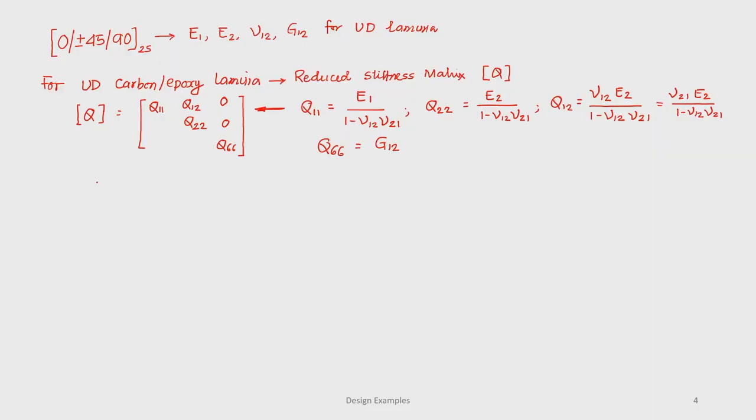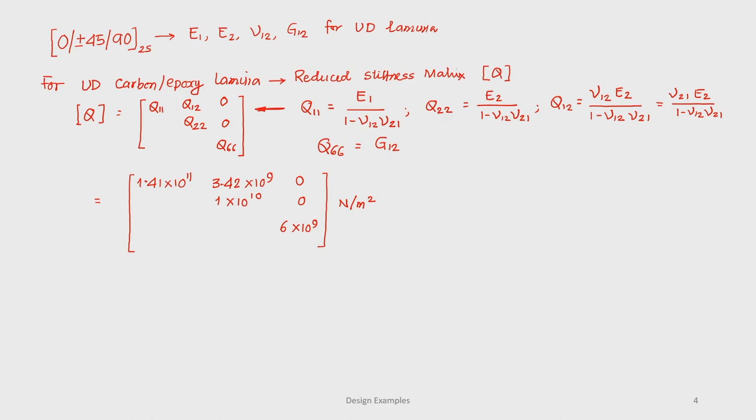Then what do we do? Once we have this Q matrix, if you put those values, the Q matrix comes out to be 1.41 × 10^11, 3.42 × 10^9, 0, 1 × 10^10, 0, 6 × 10^9. This is in, be careful about the unit, Newton per meter square, okay.